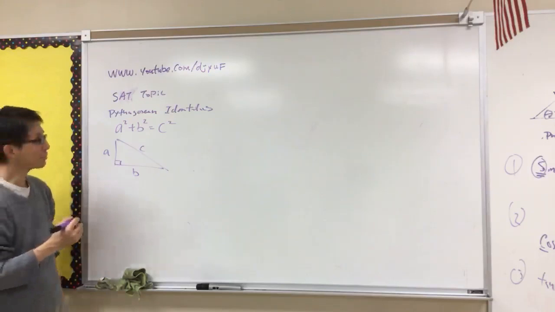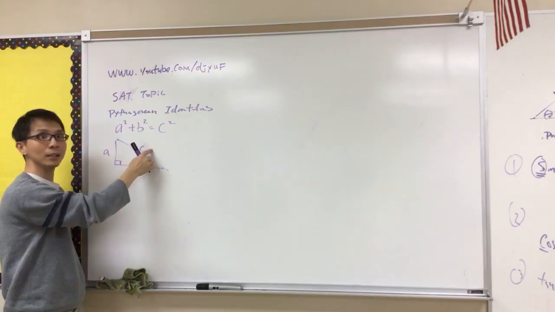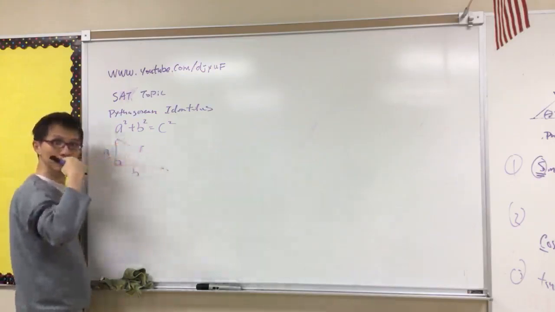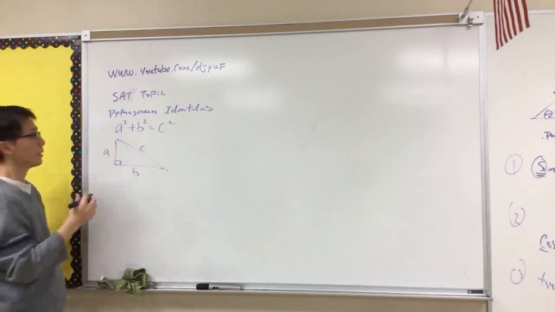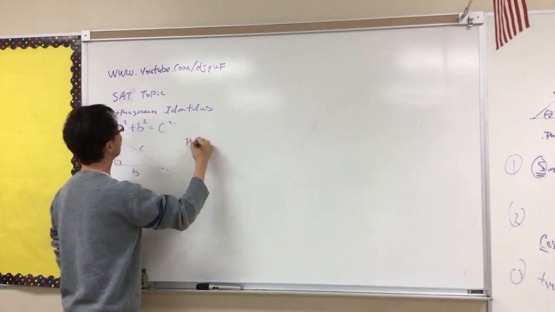So A, B, C. C is always on this side. Okay. Now there's the Pythagorean triplets.